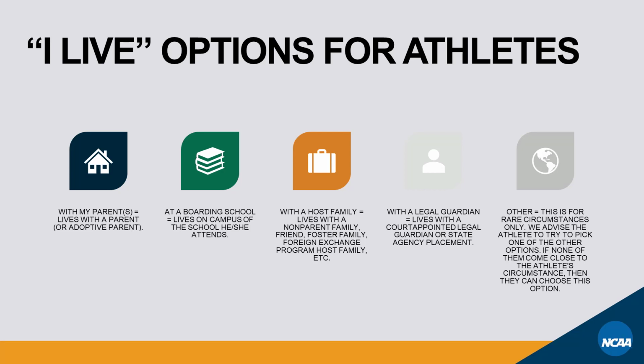For each address entered, the athlete must also select the address type closest to their current circumstances. The available options for athlete address type are: with my parent, where the athlete lives with a parent or adoptive parent; at a boarding school, where the athlete lives on campus of the school he or she attends; with a host family, where the athlete lives with a non-parent family, friend, foster family, foreign exchange program host family, etc.